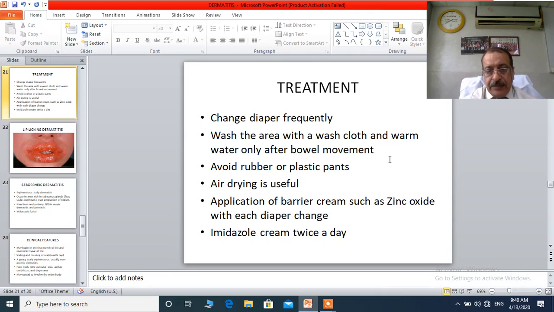Application of barrier creams such as zinc oxide cream with each diaper change is helpful to cure the condition and to prevent the condition. Sometimes when fungal infection is suspected, we have to use antifungal creams like imidazole, which should be applied twice a day.